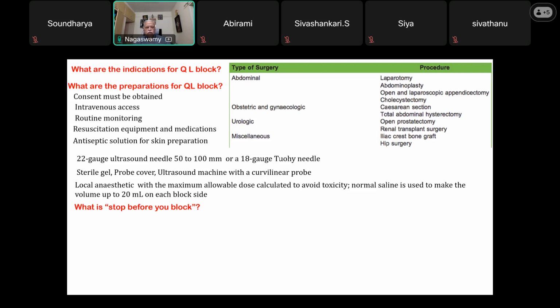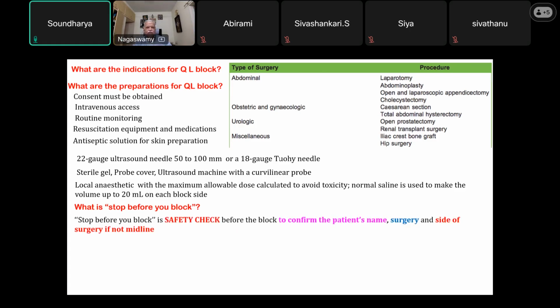What is this description of STOP before you block? This is a routine precaution that has to be followed before any regional technique. What is that? Have you heard of this terminology? Yes, sir. Before giving the block, again confirm the patient's name, surgery, what type of procedure, and which side. Correct, side of the procedure.